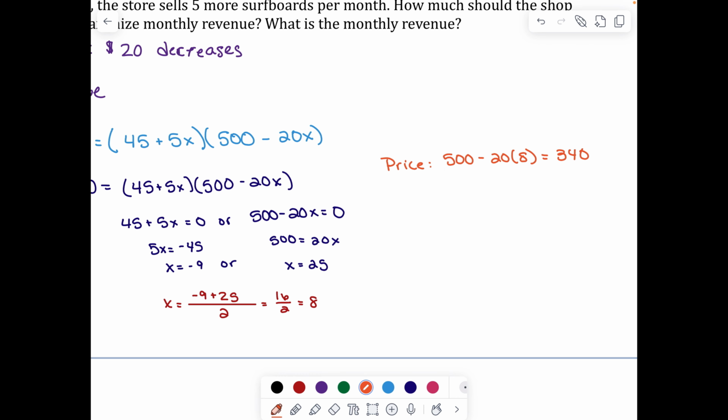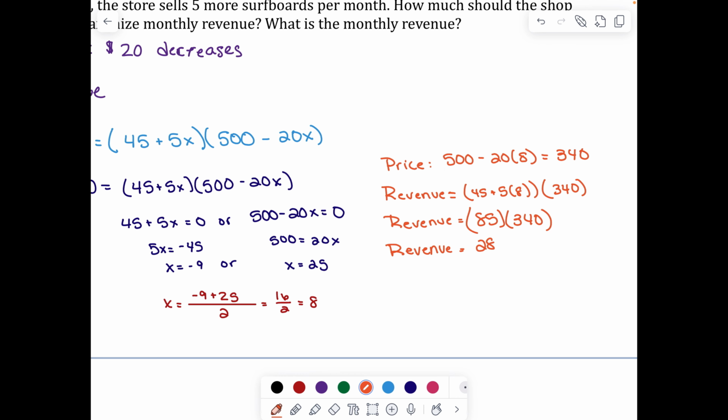So how many surfboards does that mean we're selling? So our revenue is equal to 45 plus 5 times 8, because again, that's the number of times we decreased by $20, times our price, so that's $340. So our revenue is equal to 45 plus 5 times 8, so that's 40. So that gives us 85. 85 times 340. That gives us a total revenue of $28,900.